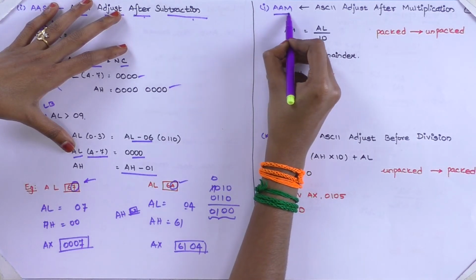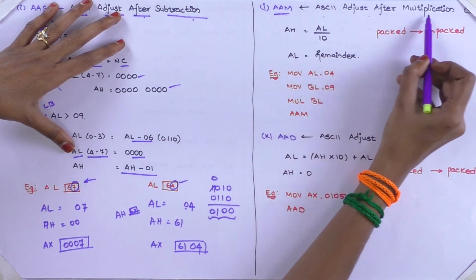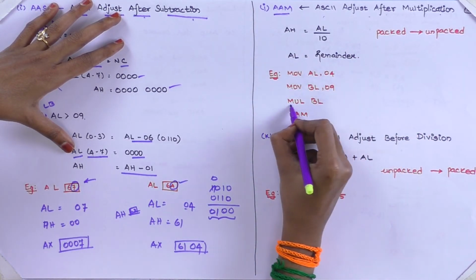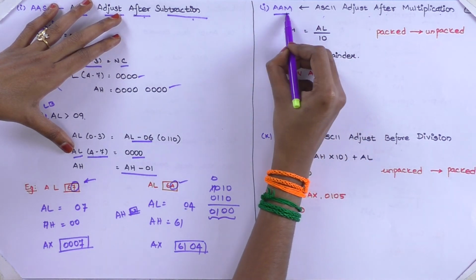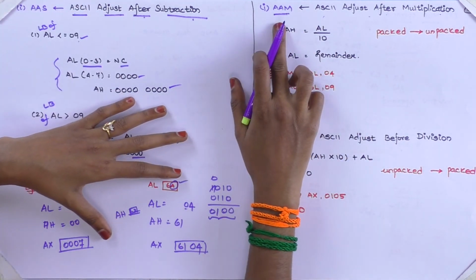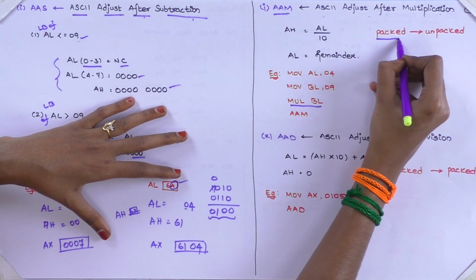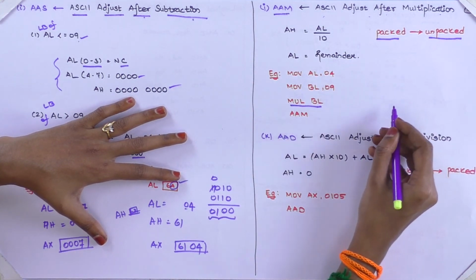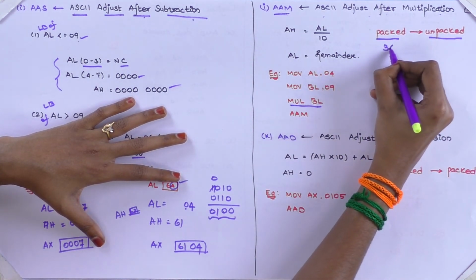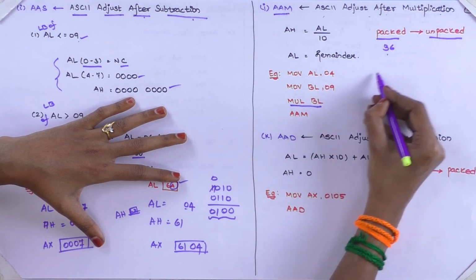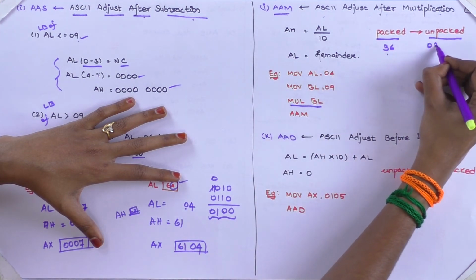So now we will see about AAM, ASCII adjust after multiplication. After multiplication only you are supposed to use this instruction. What this instruction will do is change the packed number into an unpacked number. So what is an unpacked number? 36 is an example of a packed number. Unpacked is where you are splitting this value.